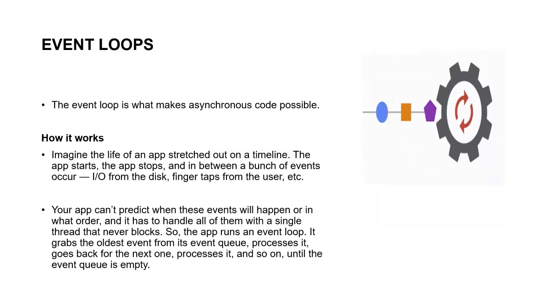But we have been talking of event loops, and what are these event loops? They are what make asynchronous code possible. Earlier on, I said if you understand how event loops work, then futures and streams are not going to pose any problem for you. So this is how an event loop works.